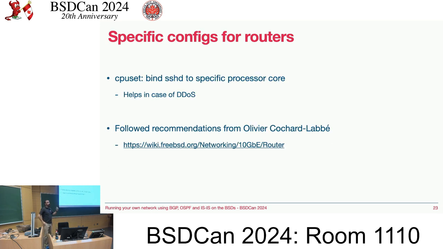Now, what I do is something particular. It was actually one of the things that I said I really need to put in the slides, because this is overlooked by a lot of people building their own routers. I use cpuset to bind SSHD to a specific processor core, so that core will just be used by SSH. Because in case of a DDoS attack, you want to have empty resources to just connect to your box and maybe just take an interface down.